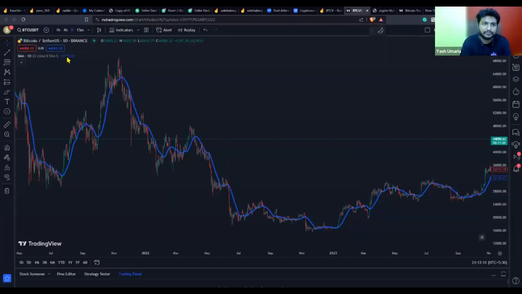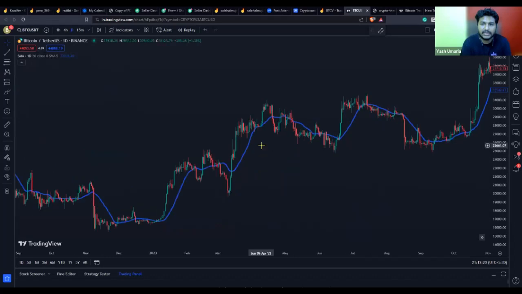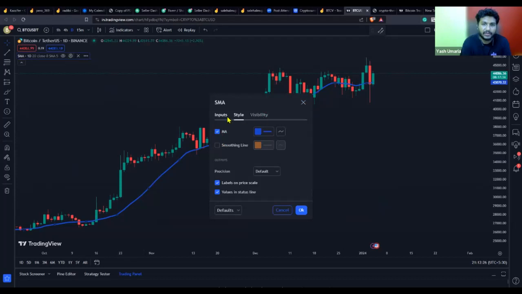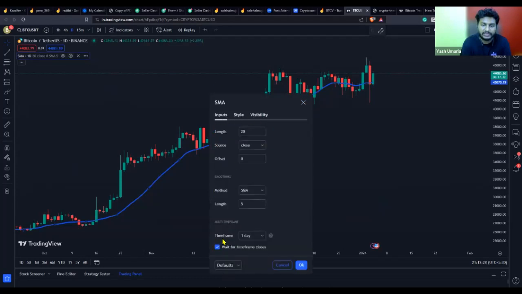Now, great. So, how to put a 20-week moving average on the Bitcoin chart? It's very simple. Again, this line, this moving average, is basically the 20-day moving average, correct? So, if I go to settings, change the input and change the time frame from day to week, this becomes the 20-week moving average.